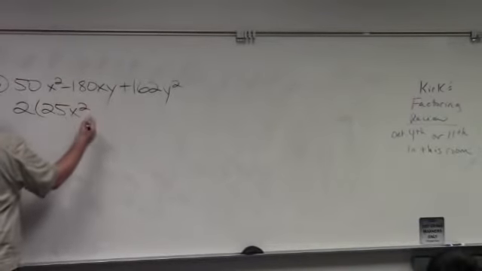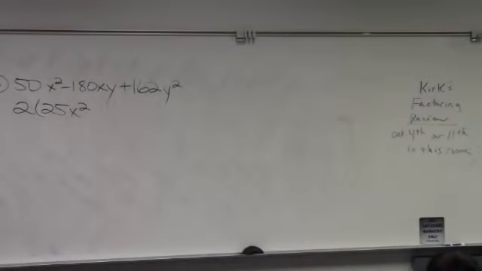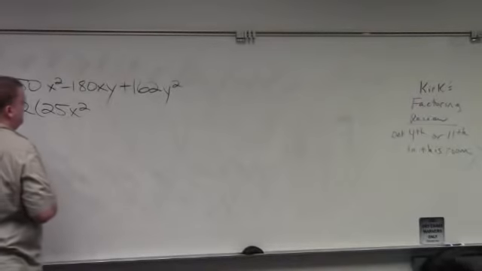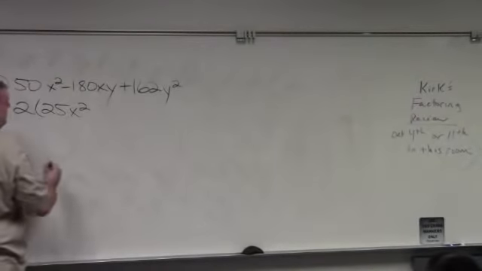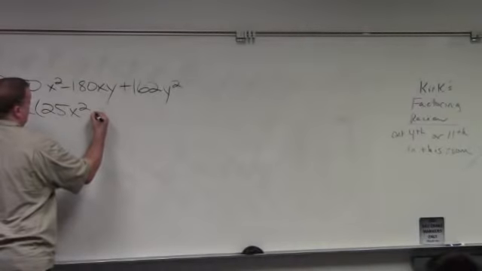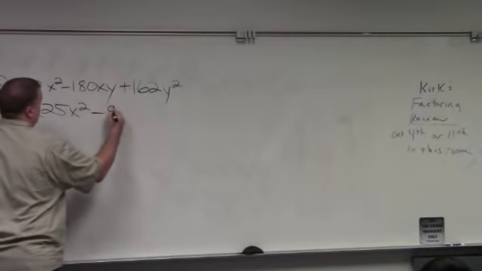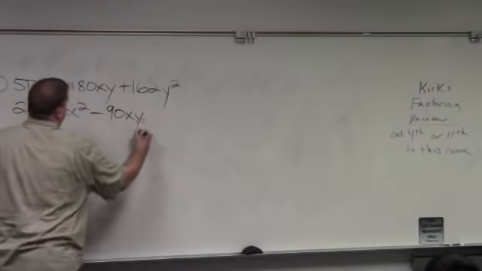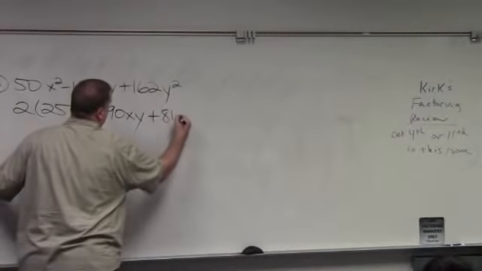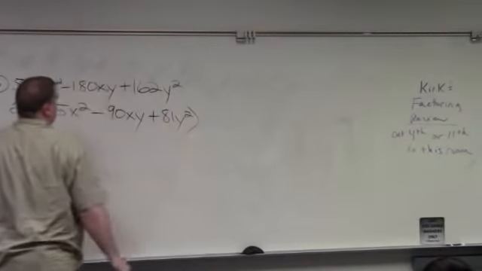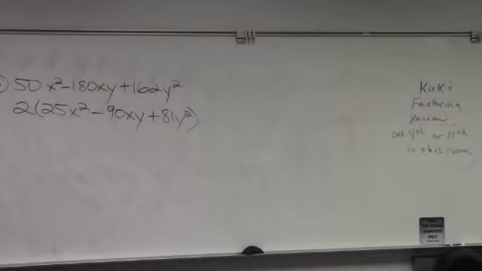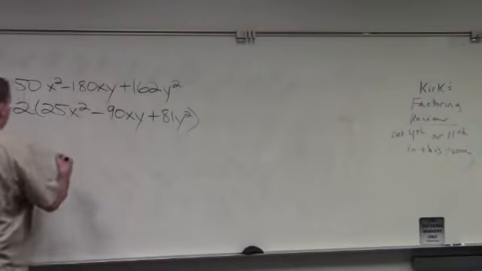So if we take the 2 out, will 12 work? No, because 12 can't go into 50, and I don't think it goes into the 162. All right, so 25x squared minus 90xy plus 81y squared. How many terms do I have left? 3. And I'm hoping this is a perfect square trinomial. It is, front and back.